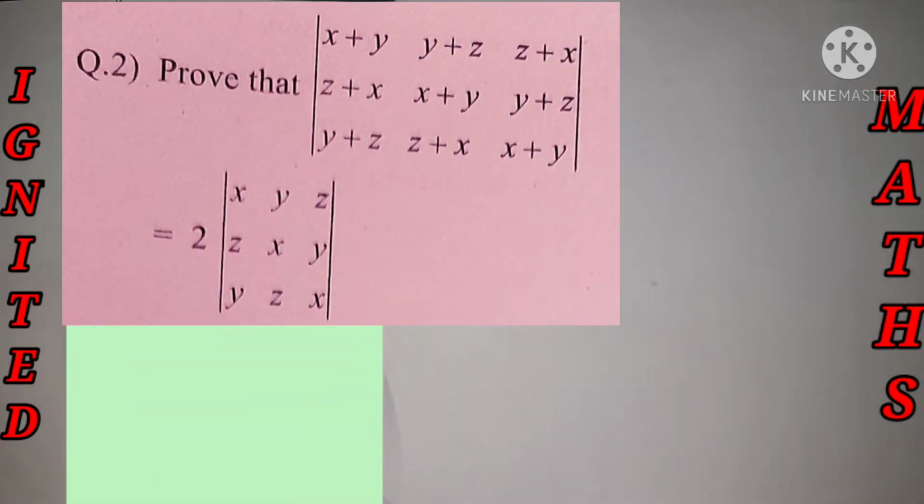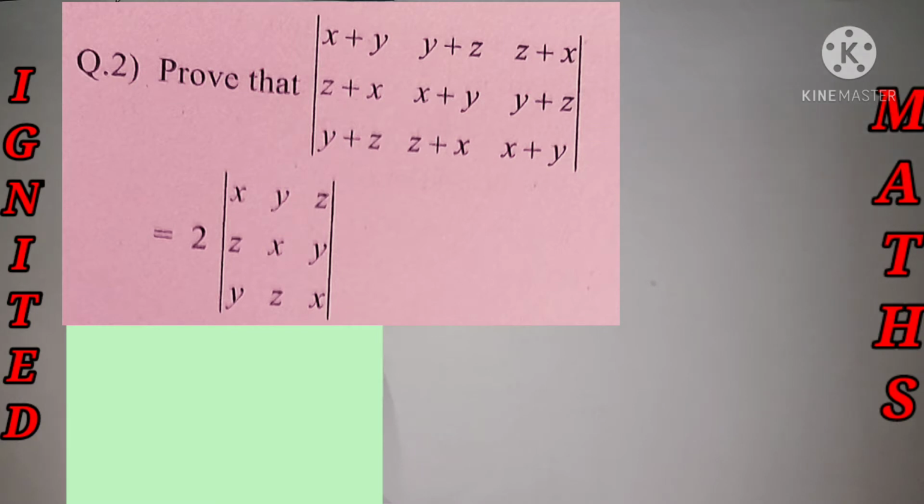They have given the LHS value and the RHS value. We need to prove that LHS is equal to RHS. So how do we do it? We take the LHS value and get the RHS value, or we take the RHS value and get the LHS value. It's up to us, but for this sum, I'm going to take the LHS value and prove it equal to the RHS.